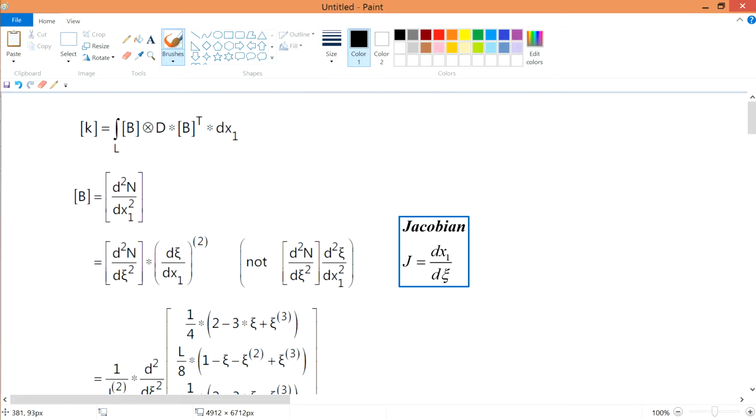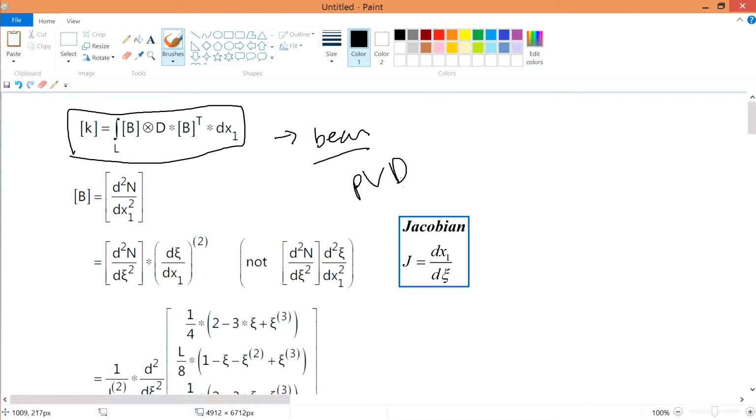So in the previous video we stopped here. We have derived this, the stiffness matrix for the beam, the general equation. Just to remind you, we derived it from the PVD, the principle of virtual displacement. Just take note of it. So therefore, let's continue.